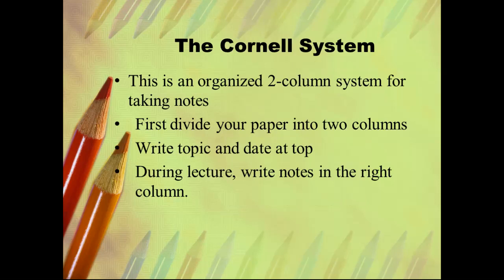The next method is the Cornell system. This method is also very organized. What you would want to do is first divide your paper into two columns. You're going to include the larger column on the right and the skinnier column on the left. You always want to make sure that you are writing the topic and date at the top as well. This would probably go for all of the methods that we will be discussing today.